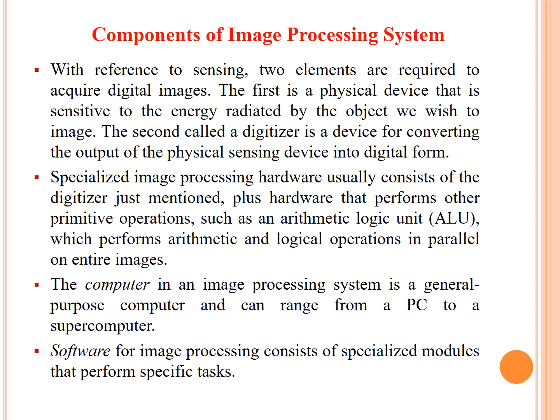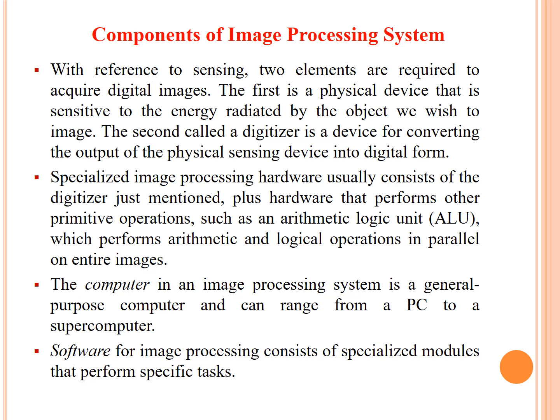With reference to sensing, two elements are required to acquire digital images. The first is a physical device that is sensitive to the energy radiated by the object we wish to image. The second, called a digitizer, is a device for converting the output of the physical sensing device into digital form. For instance, in a digital video camera, the sensors produce an electrical output proportional to light intensity. The digitizer converts these outputs to digital data.